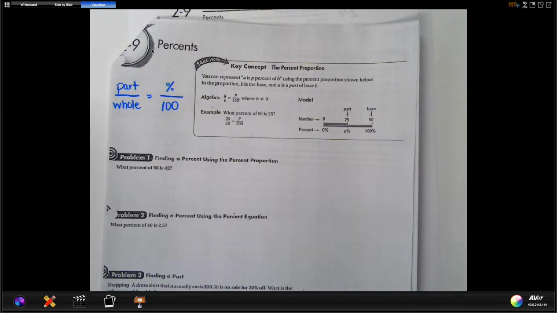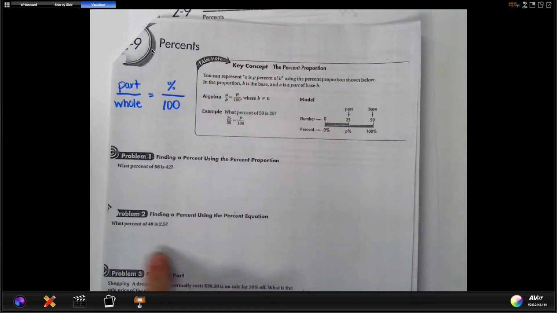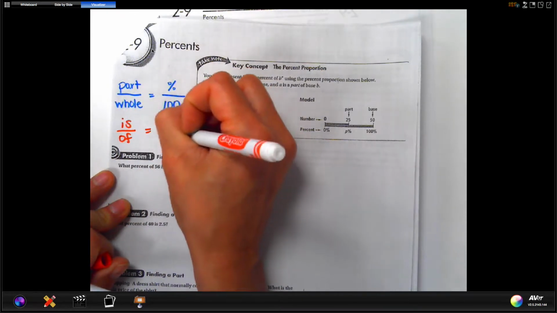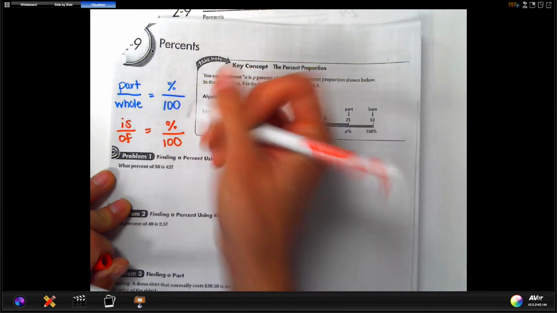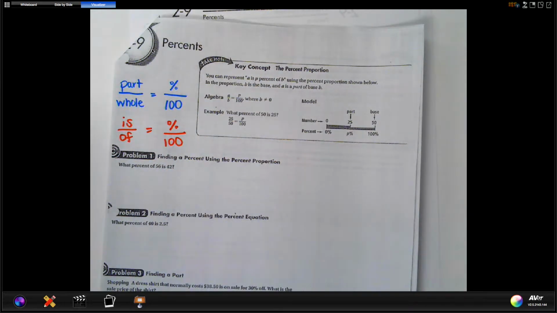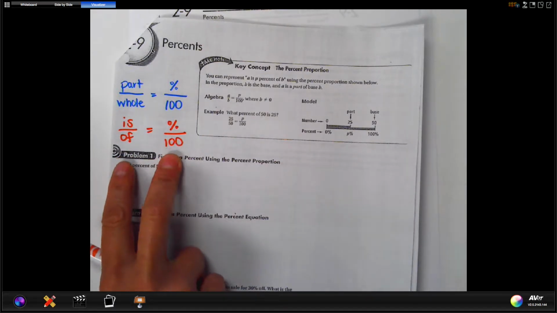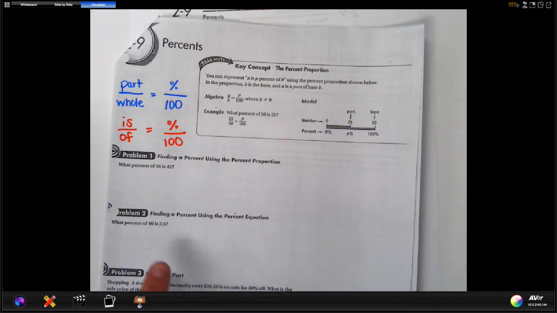There is a shortcut or a cheat for these shorter ones that you can use as well, okay? And the cheat is using the words around it. If you use the words is over of equals percent over 100, okay? And again, it only works for these shorter problems, not the story problems. You can use the words around the numbers to kind of know where to put them. So in the end, you're going to solve a proportion like we've been doing leading up to this. You can kind of tell that because there's two fractions equal to each other. And so that's how you got to set it up.